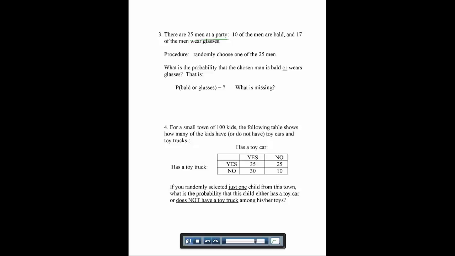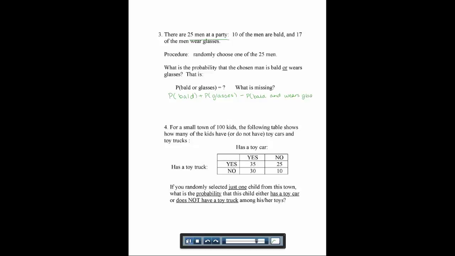Okay. So now the first question we need to ask ourselves is, is this a disjoint situation? Can one guy be bald and wear glasses? And the answer is yes. So we want to take the probability of getting a bald guy plus the probability of getting a guy who wears glasses. Okay, and then we need to subtract the probability that a guy is bald and wears glasses.